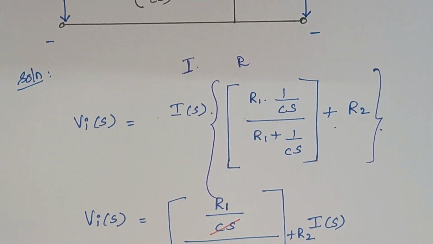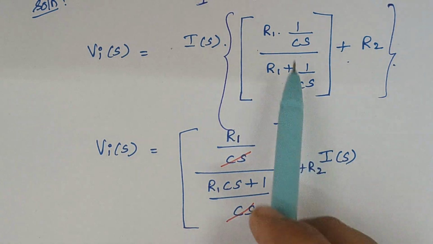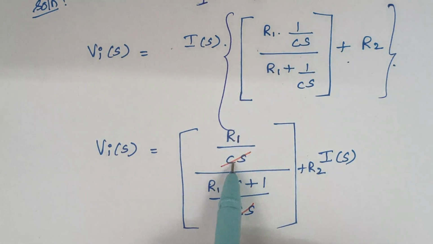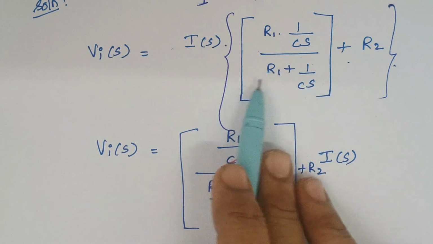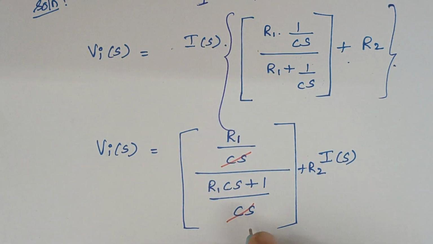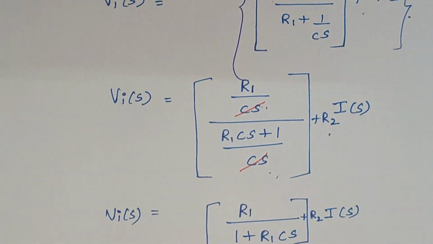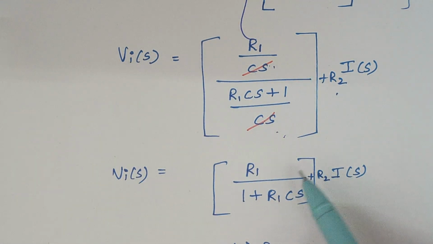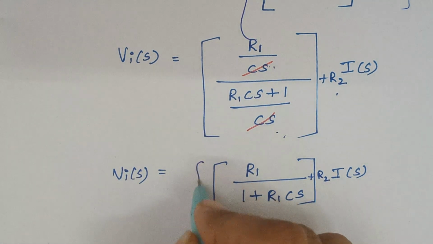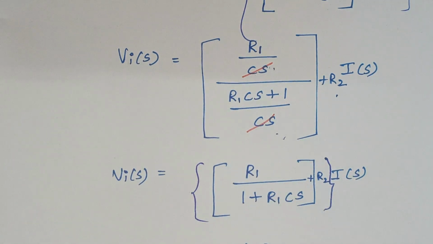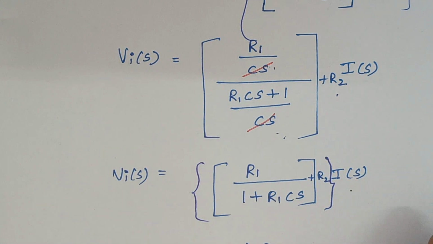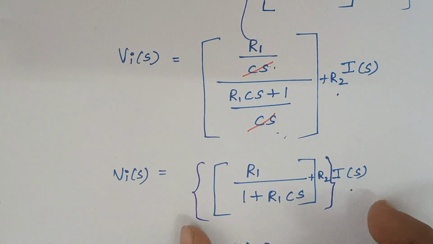Now we simplify the terms. Taking the LCM, we get R1/Cs divided by (R1 Cs plus 1)/Cs. The denominator terms Cs cancel each other and the plus R2 remains the same. Rewriting the expression, we get R1 divided by 1 plus R1 Cs, plus R2, which represents a single term, into I(s). So we have represented Vi(s) in the form of this expression.